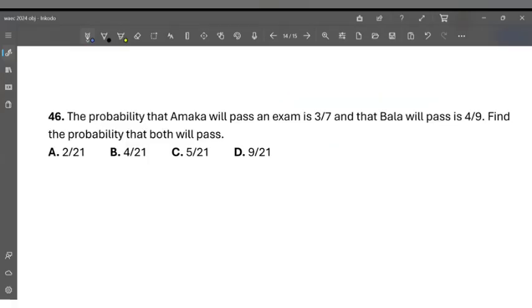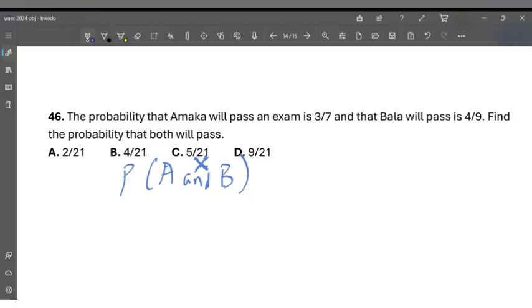The probability that Amaka will pass an exam is 3 over 7, and the probability that Bala will pass is 4 over 9. Find the probability that both will pass. So they are telling you to find the probability that both Amaka and Bala will pass. We know when we have two events happening at the same time, we are going to multiply. When we want the two to happen at the same time. So Amaka is passing and Bala is also passing.